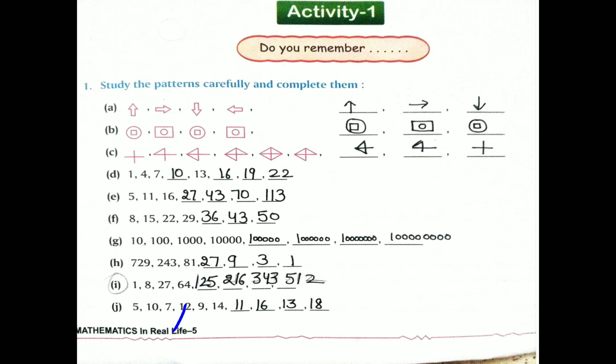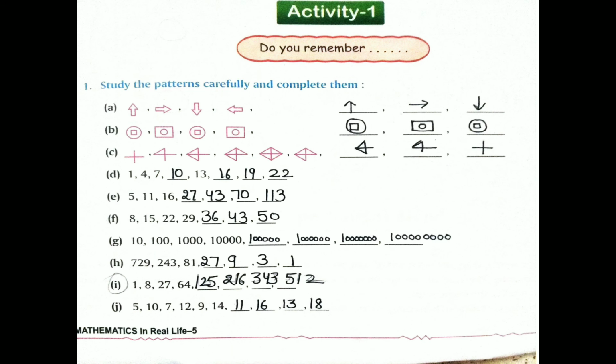In J part, what they have done? After 5 they have skipped one number, then written 7. Then after 7 they written 9. Means you skip one number. After 9 what comes? 16. So here one blank you leave and then write 16. After 16 what comes? 18. So you leave one blank and then write. Similarly next one they did. After 10 they written 12, then 14, then 16. Clear? And then they written 18. Clear? You have to do it in the book only.